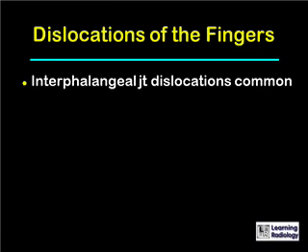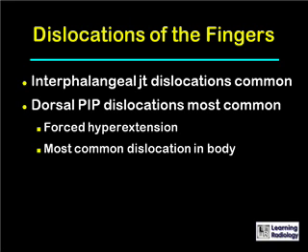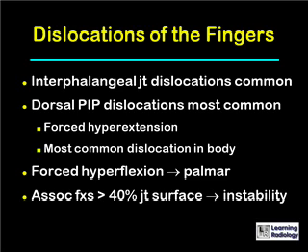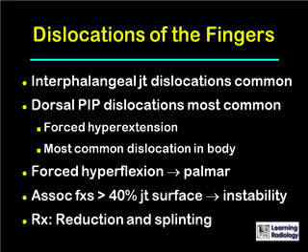Dislocations of the fingers are common. Dorsal dislocations of the proximal interphalangeal joints are the most common. They are due to forced hyperextension, and they actually represent the most common dislocation in the body. Forced hyperflexion will result in palmar dislocation of one phalanx with another. They can be associated with fractures, and if the fracture subtends more than 40% of the joint surface, it's frequently unstable and may require surgery. The treatment for finger dislocations, though, is usually closed reduction followed by splinting.